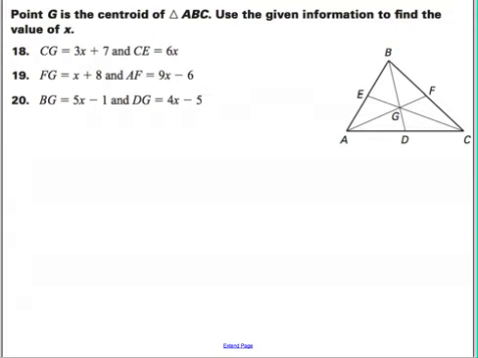The problems keep coming. Here we go. Point G is the centroid of triangle ABC. So there it is, centroid city. Use the given information to find the value of x. This is going to be awesome. You're going to love this. Okay. So now we have to set up some algebraic equations with these. So I'm just going to set these two equal to each other.